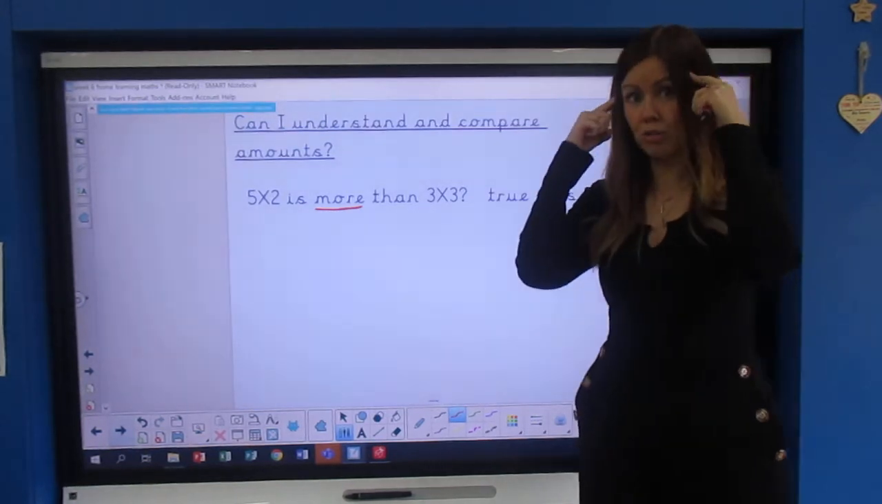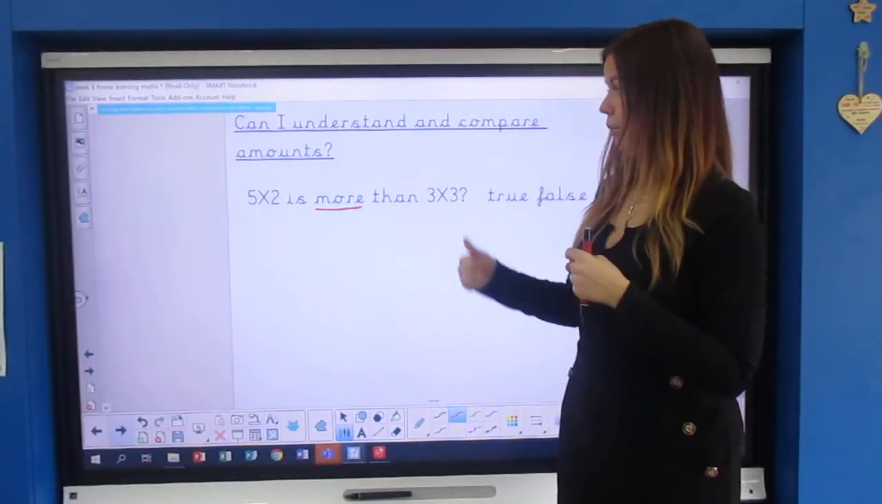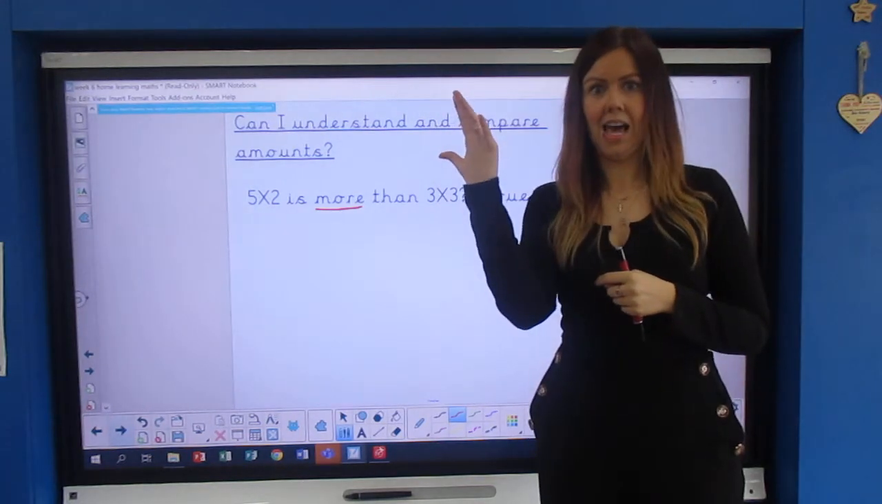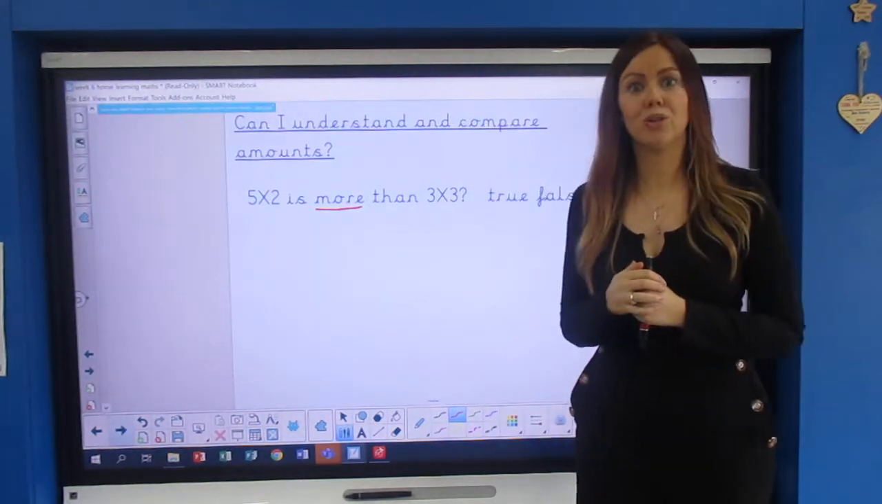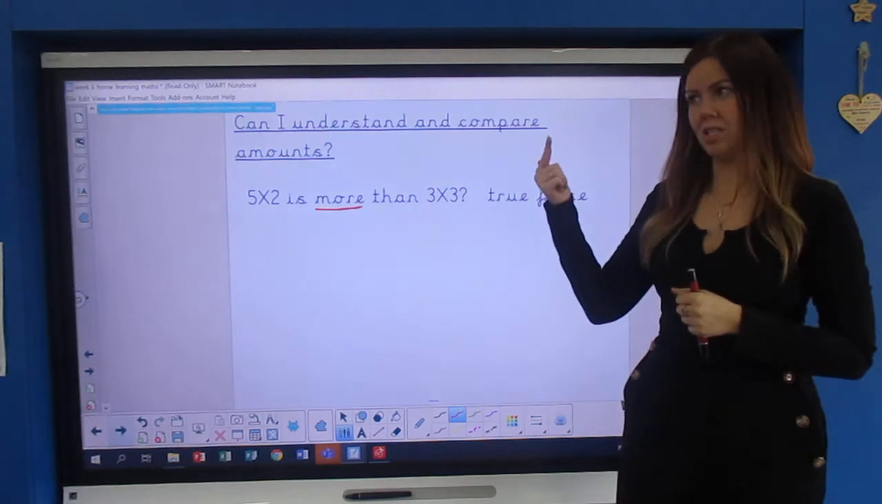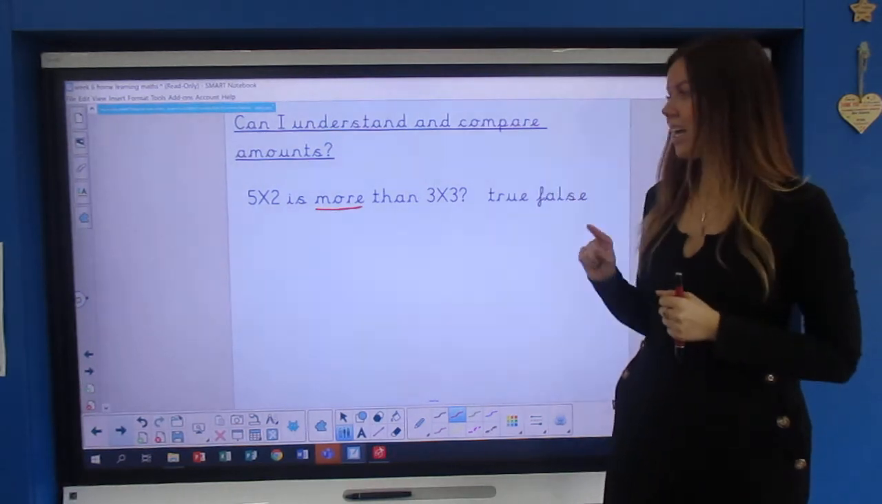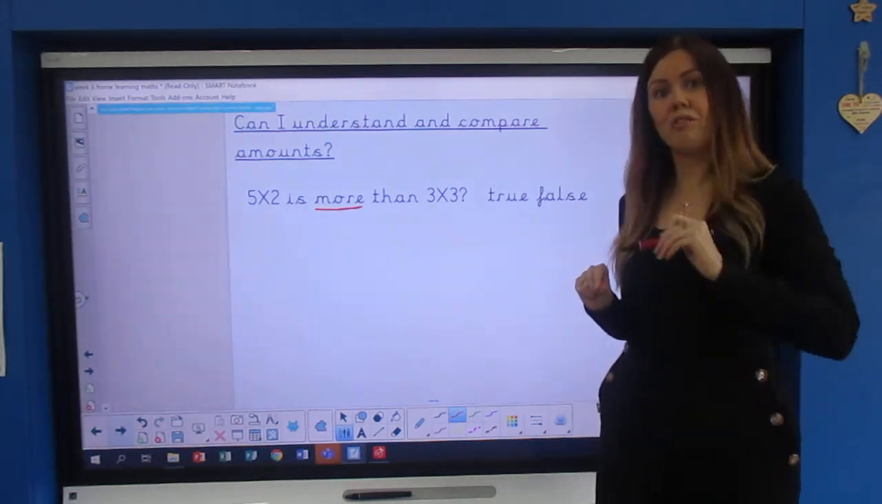Now, if you know your 2 times tables in your head, you can go 2, 4, 6, 8, 10 to work your answer out. And if you know your 3 times tables in your head, you can do 3, 6, 9 in your head. But if you don't, you can use your arrays that we drew before.